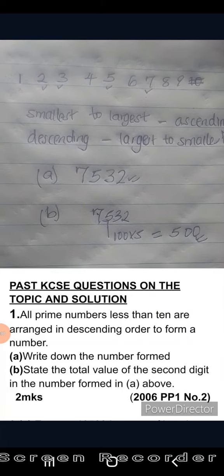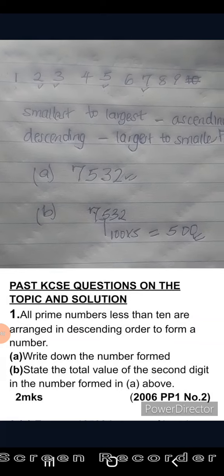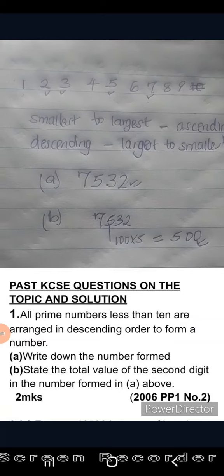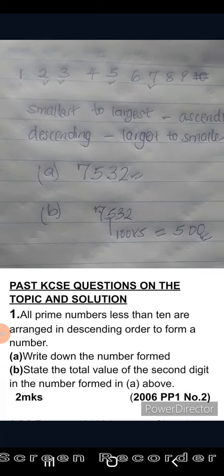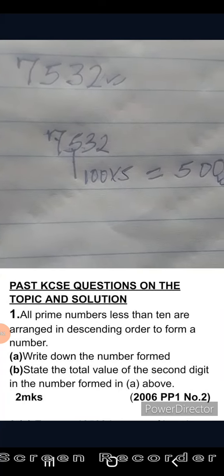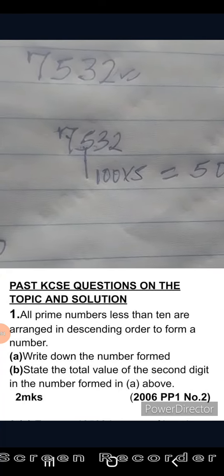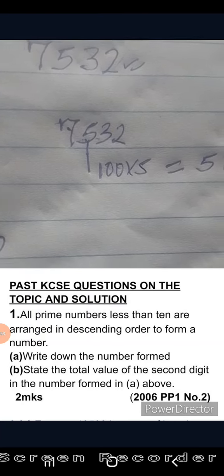Then you arrange them in descending order from the largest. The largest is 7, followed by 5, 3, then finally 2. So 7, 5, 3, 2. That's the first answer of A. Then B, you find the place value, the total value, of the second digit.